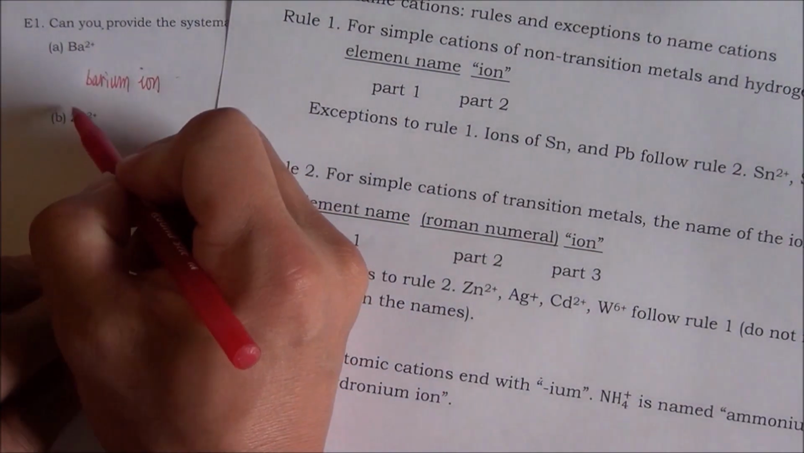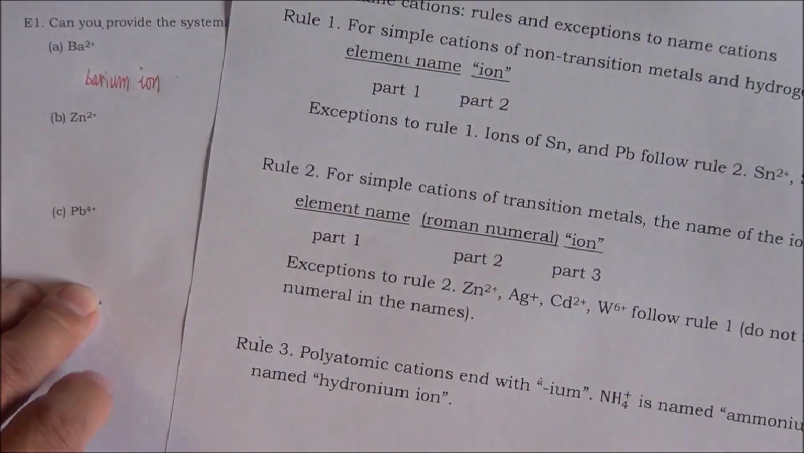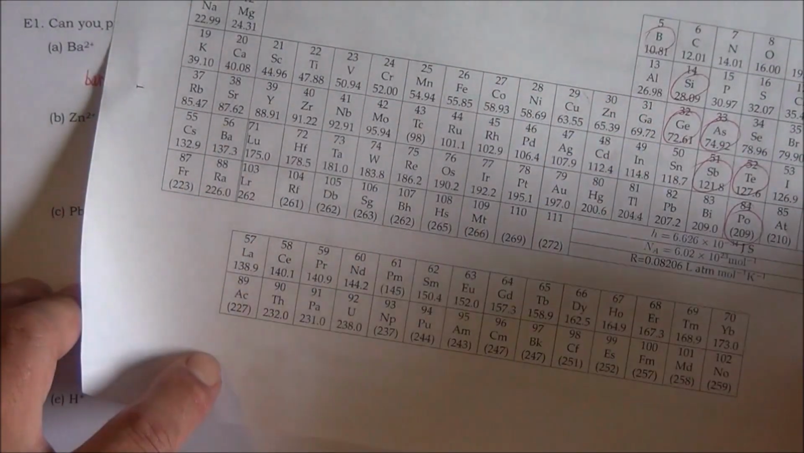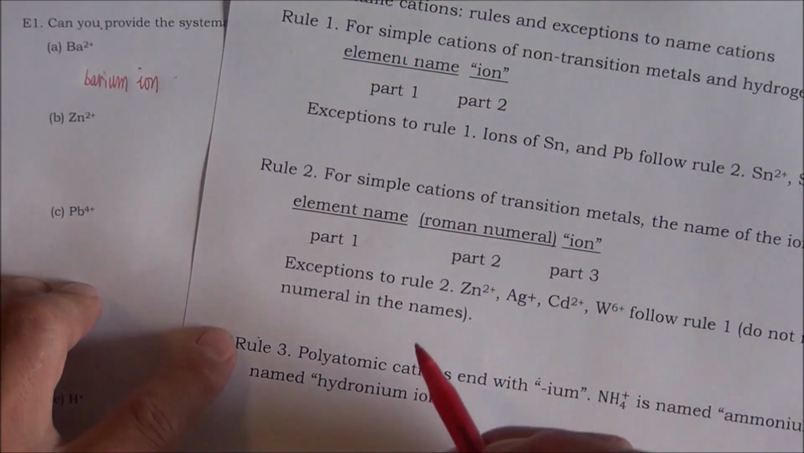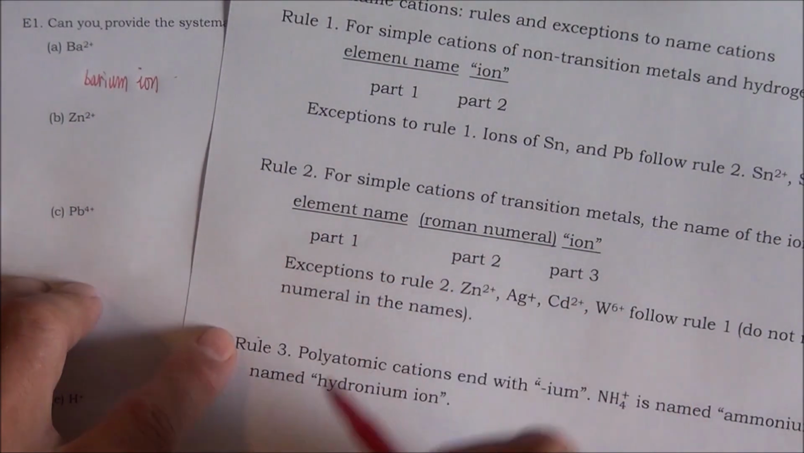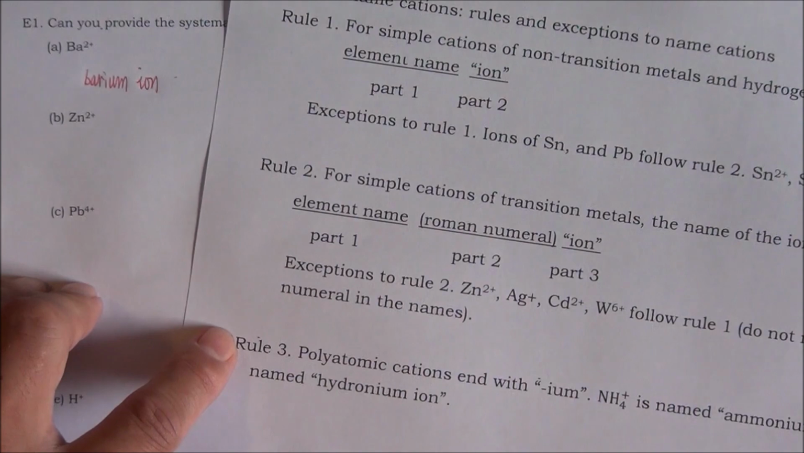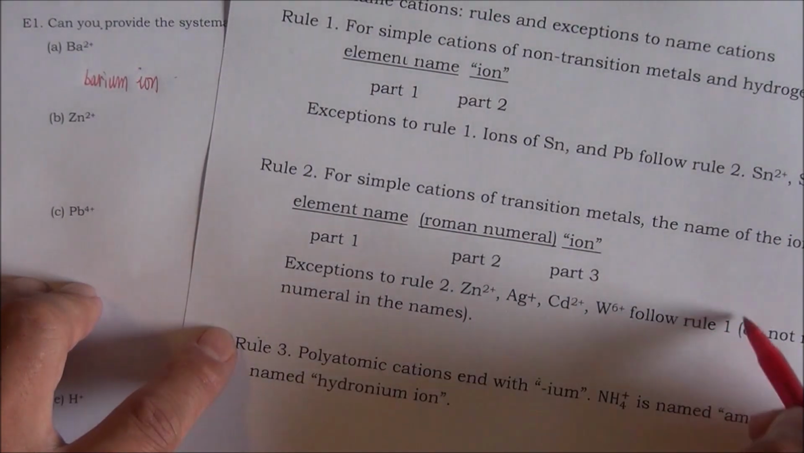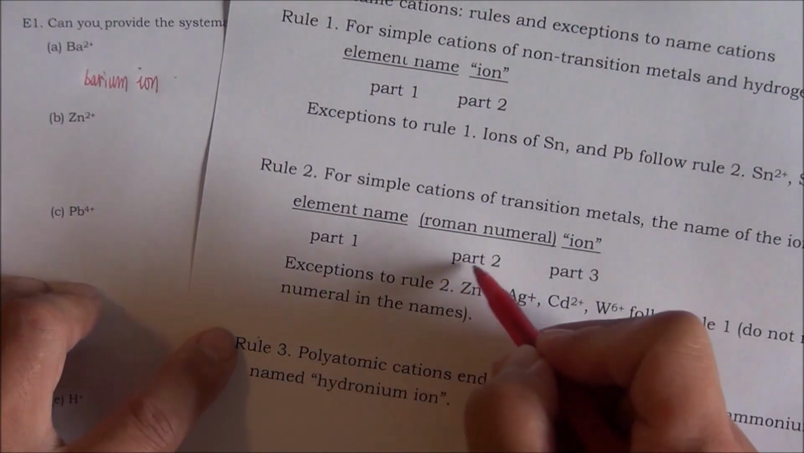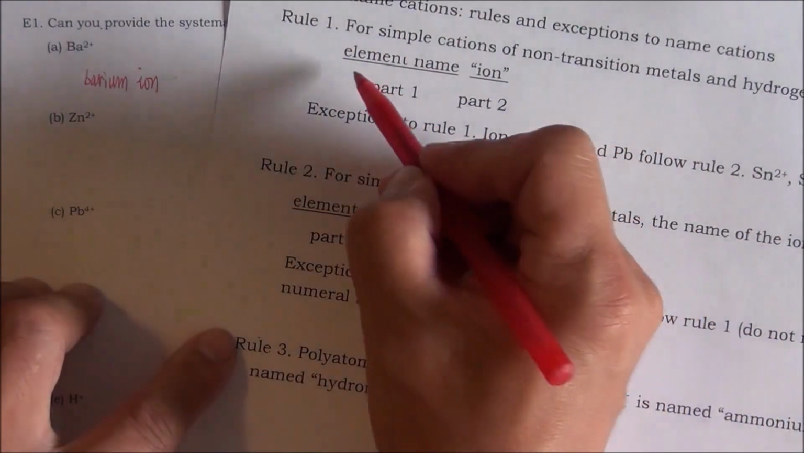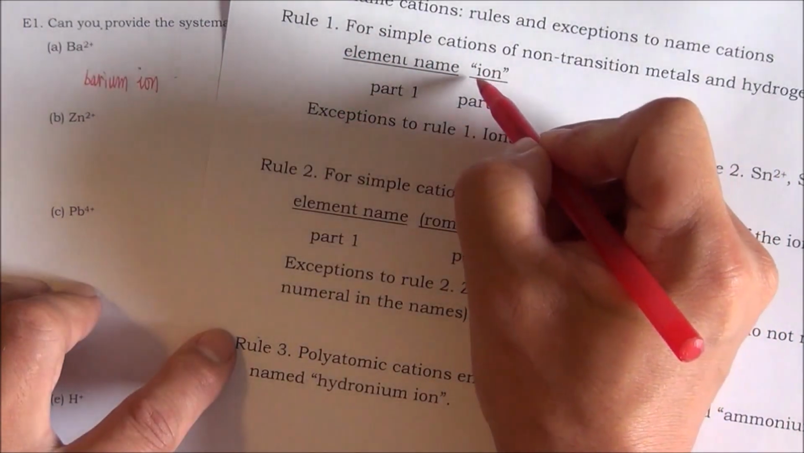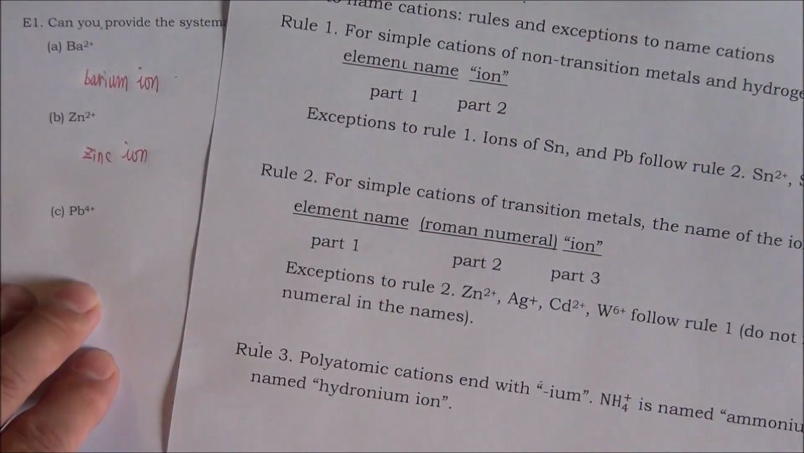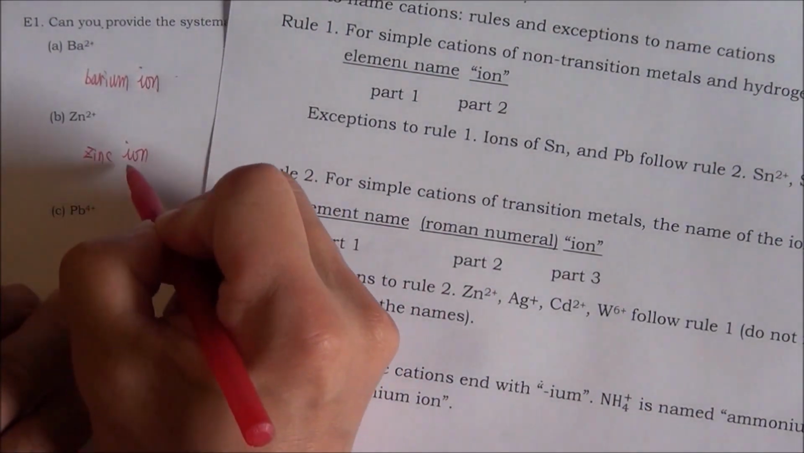Let's look at example 2, Zn2+. Here is Zn, a transition metal. We should use rule number 2. However, when we look at the exceptions to rule number 2, Zn2+ is one of them. We need to follow rule number 1 to name the Zn2+, which should include 2 parts. The first part is the element name. The second part is ion. Therefore, the name is zinc ion.